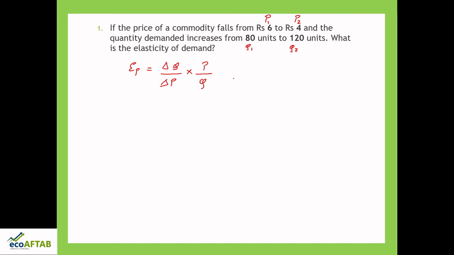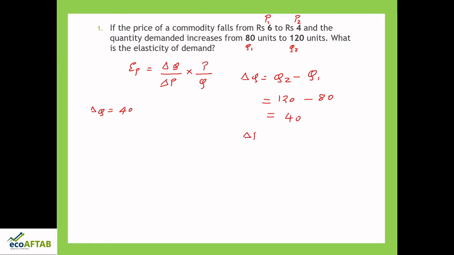Now, the question is what is delta Q? Delta Q is equal to Q2 minus Q1. So, what is Q2? Q2 is 120 and Q1 is 80. So, that is equal to 40. So, the first information that we got is delta Q is equal to 40.